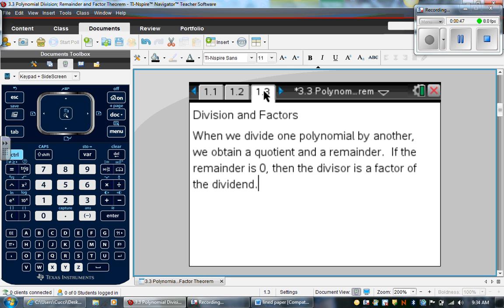Okay, so division and factors. When we divide one polynomial by another, we obtain a quotient and a remainder. If the remainder is 0, then the divisor is a factor of the dividend. So again, if we divide and we get a remainder of 0, that means that divisor is indeed a factor of the dividend. The dividend is your original, okay?